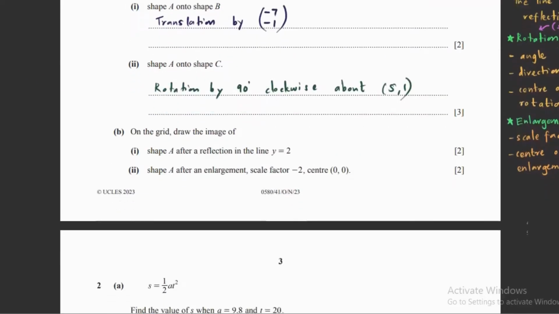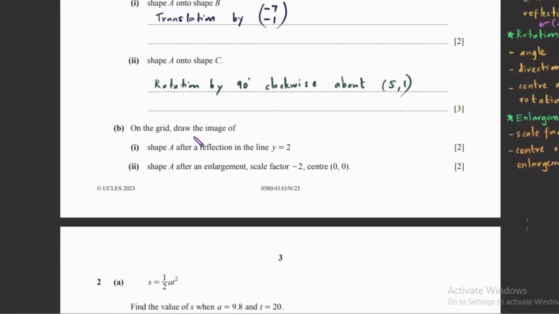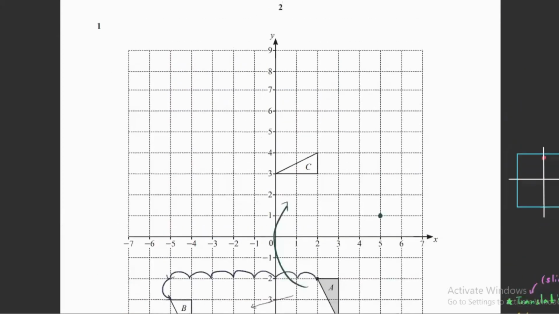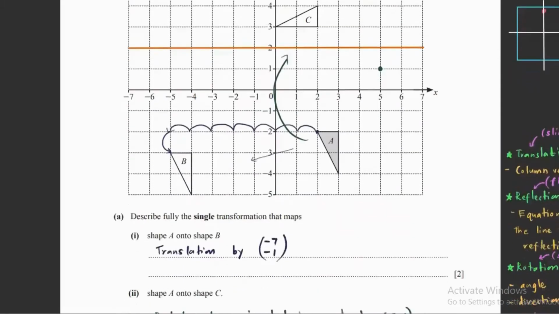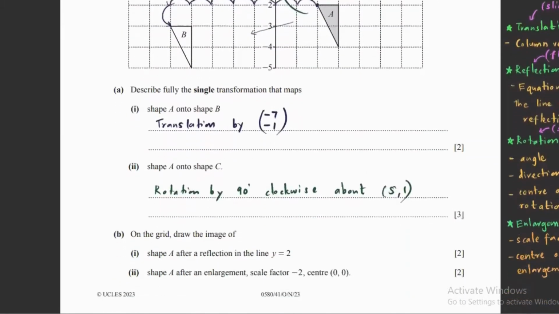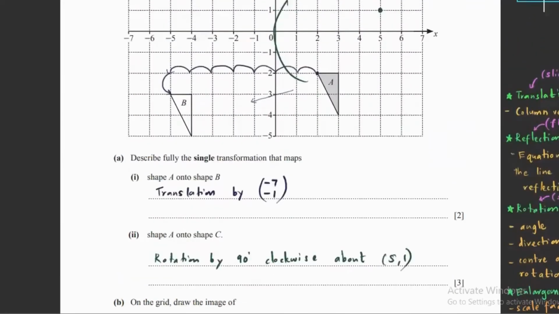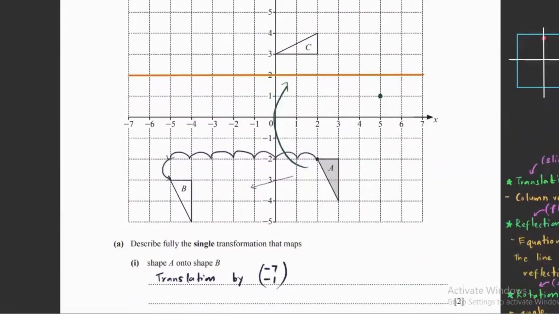In question C, on the grid, draw the image of shape A after a reflection in the line y is equal to 2. The line y is equal to 2 is the straight line that goes through 2 on the y-axis. So this is going to be that line. This line that we have here is the line of reflection.